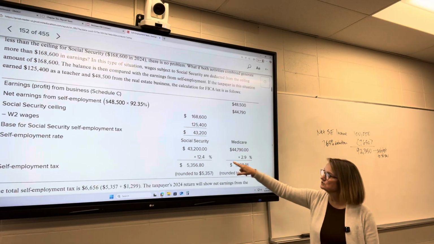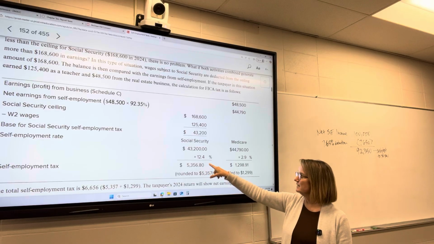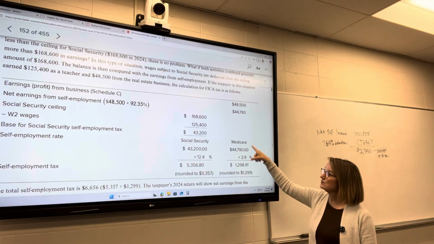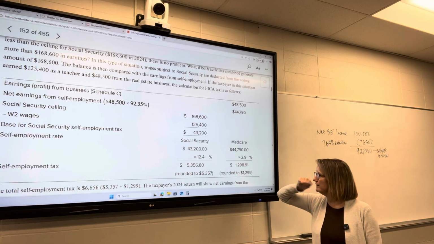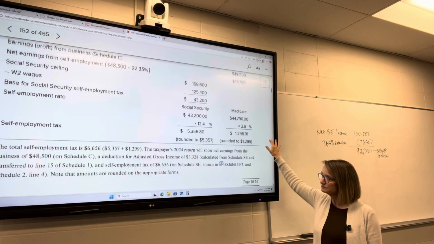So the $43,200 is what we would multiply by 12.4%. This is where our base is different. $44,790 is going to be subject to the Medicare tax.